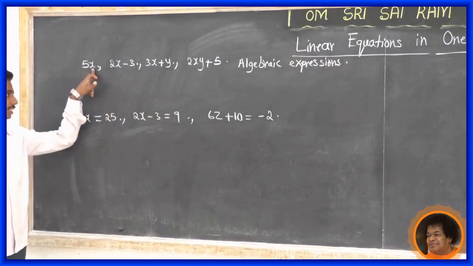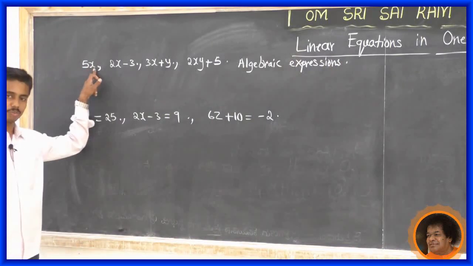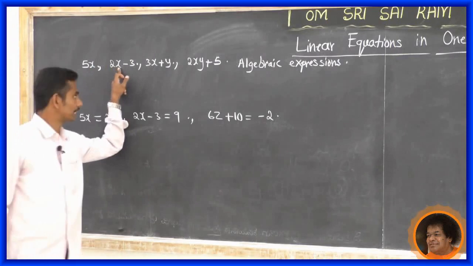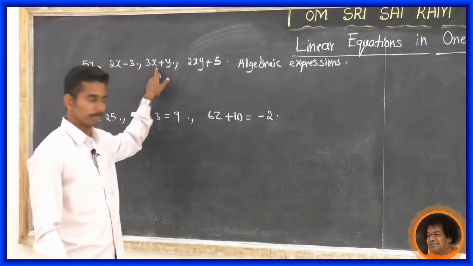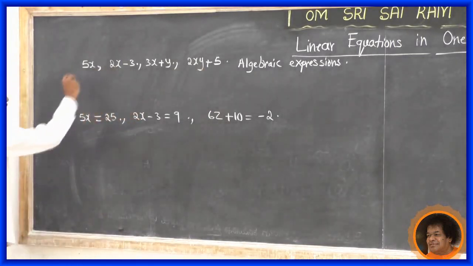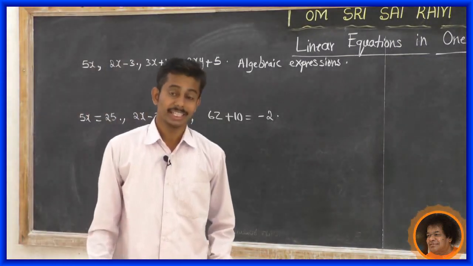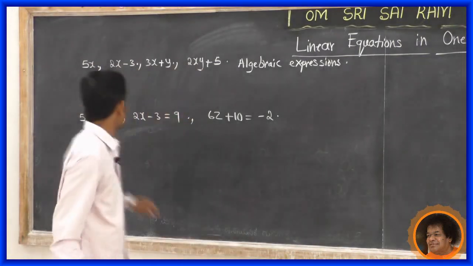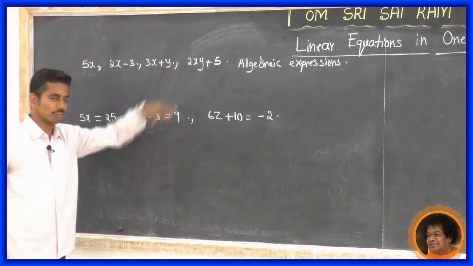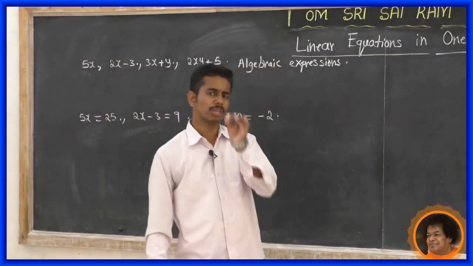Pi x is an algebraic expression. In that, pi is called constant and x is called variable. In this, 2 is called constant, x is called variable. 3 is constant, x is variable, 2 is constant, x is variable. So, what do you mean by constant? Why is it called constant? Constant means it has a fixed value. The value of a constant does not change. So, 5, 2, 3, 2, 5, these are called constants. A constant has a fixed numerical value.